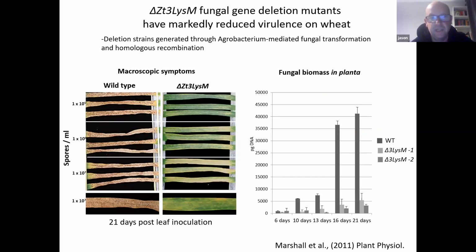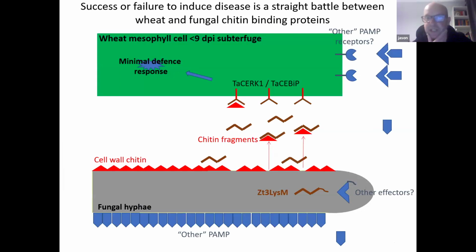That is left at 21 days post-infection, and also the fungal biomass that accumulates in that infected tissue. So we've long known it was quite a major virulence factor for wheat. We did some other work on this, which I'm not showing today, but basically we showed that if you were to silence the putative wheat chitin receptors, which are called SERC1 and CBIP, then the ZT3 lysem mutant could infect again. So it was a clear gene-for-gene relationship between one single effector present in the pathogen and some cognate receptors for chitin that were present in the plant.